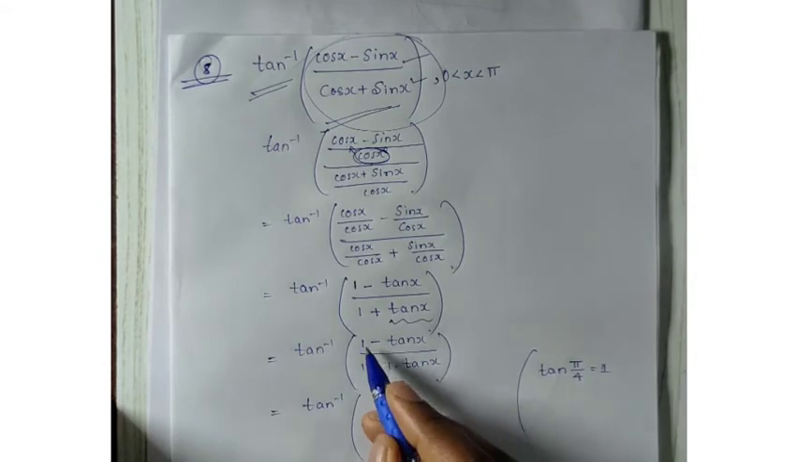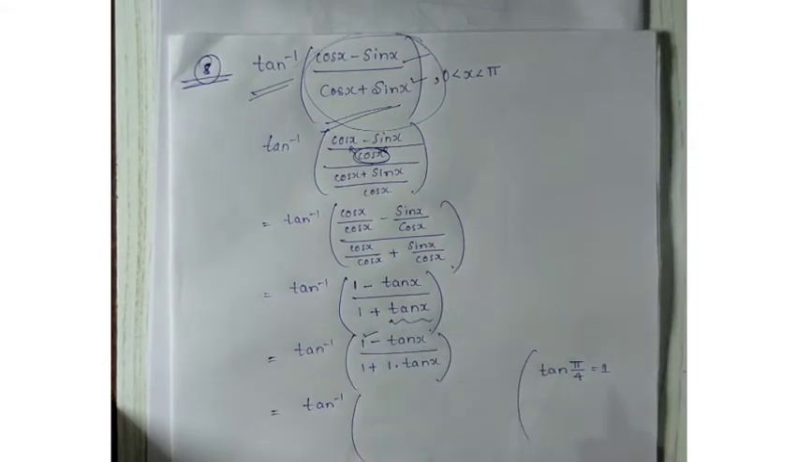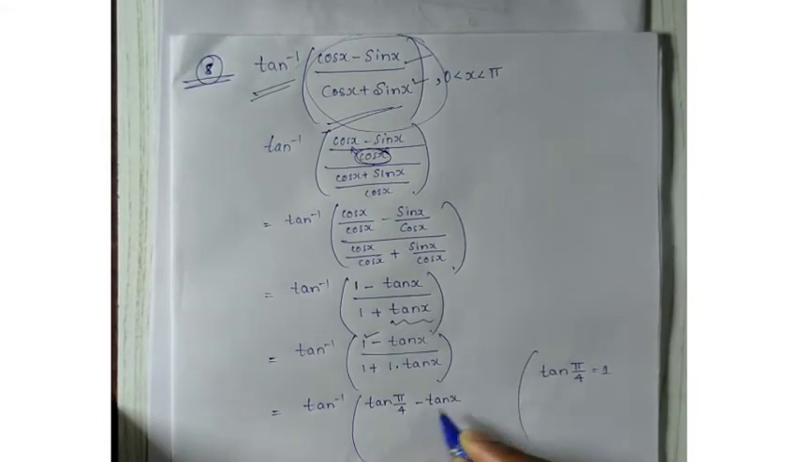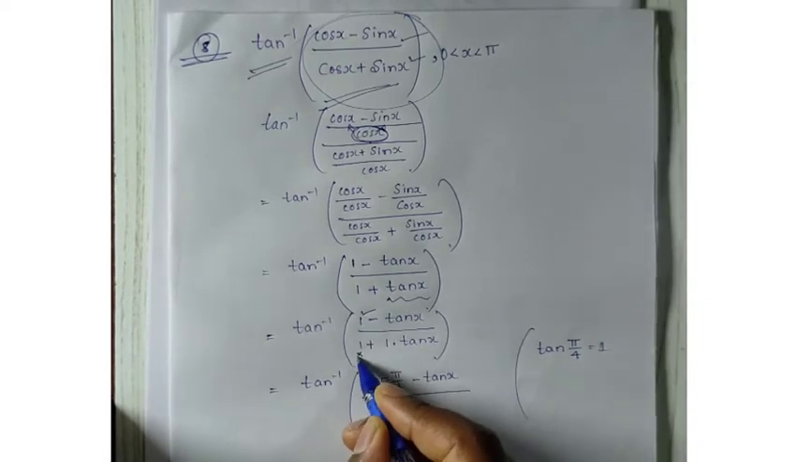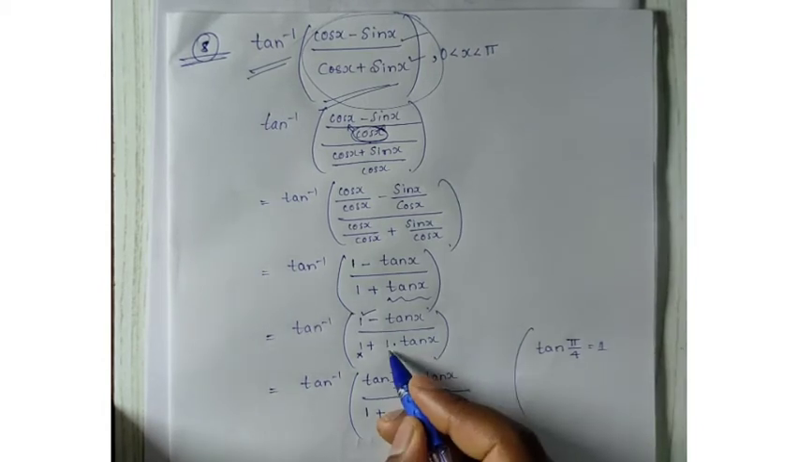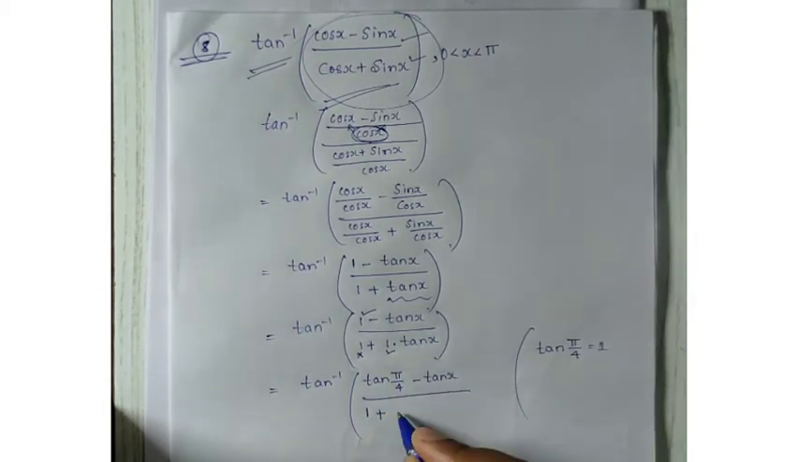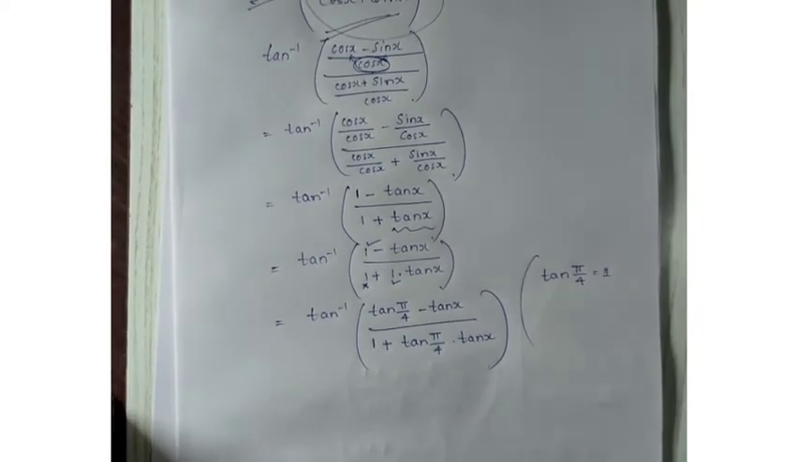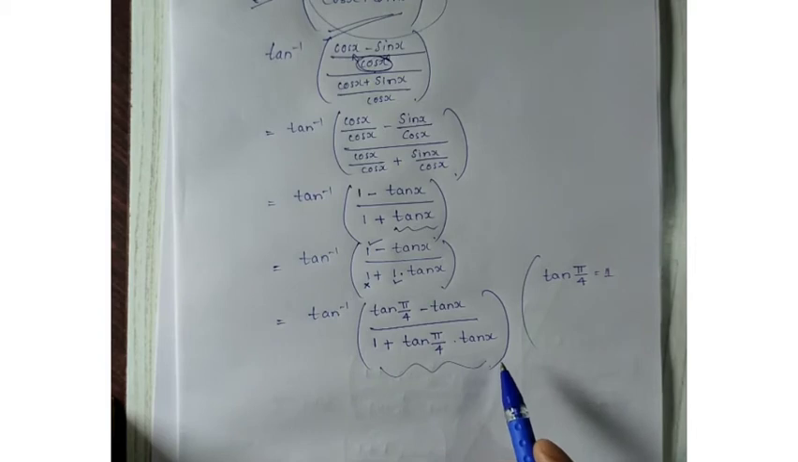Fine. So what I'll do is I'll change this 1 in the form of tan. Therefore, tan inverse of (tan pi by 4 minus tan x) divided by, I'll not change this 1 in terms of tan. So I'll keep 1 as it is, plus, I'll change this 1 in terms of tan, that is tan pi by 4 into tan x. Now, why have I done all these things? This is to adjust to a certain formula. So if you observe this, you can be familiar with some formula.